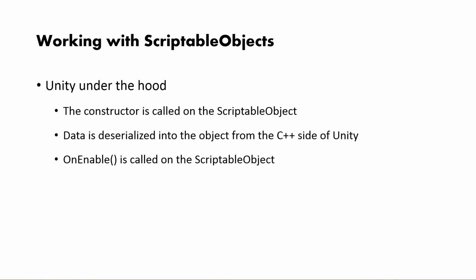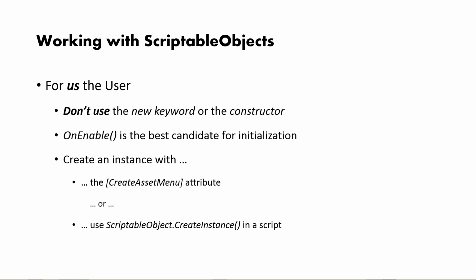So working with scriptable objects, Unity under the hood. When Unity is working with a scriptable object, the constructor is called on the scriptable object, the data is deserialized into the object from the C++ side of Unity, and then OnEnable is called on that scriptable object. So for us as the user, we do not use, and that is in bold, we do not use the new keyword or the constructor. You could lose data. I think that's related to the fact that it's going to have data deserialized back on top of it. OnEnable is then called. So OnEnable is the best candidate for initialization.